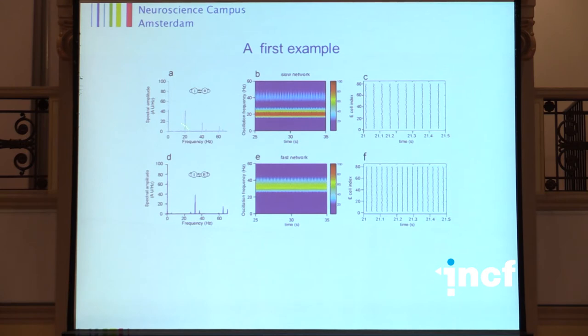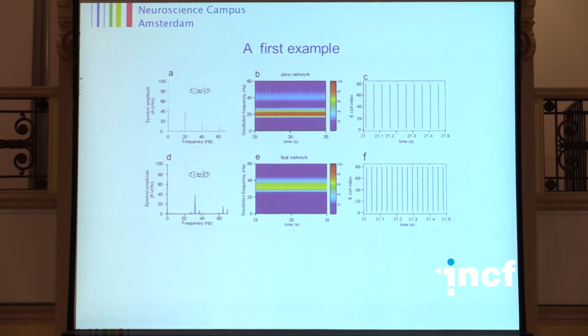In this situation, you have the Fourier spectrum, the wavelet transform, and here is the rastergram. So every time that one cell spikes, then you make one mark. So you can see here that this is quite stable. It's a very synchronous pattern in both situations. This is the slow network. That one is the fast network.